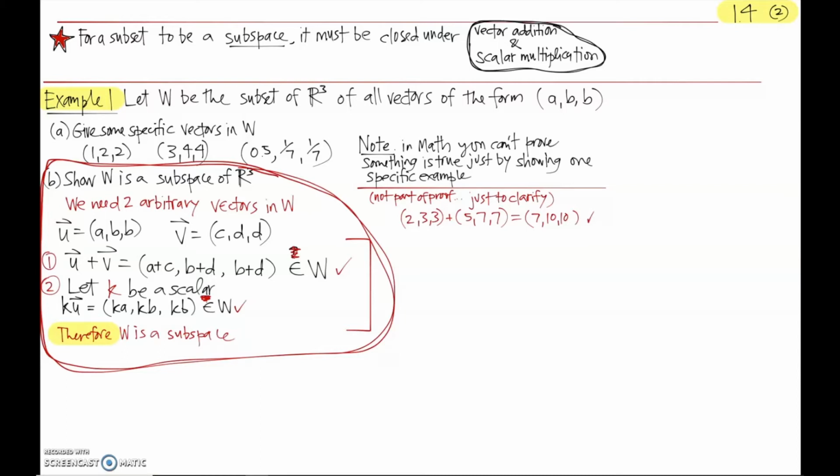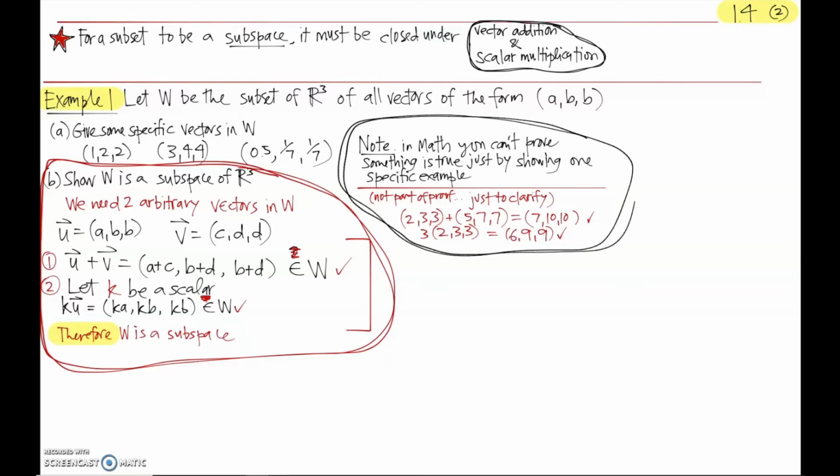Let's try something with scalar multiplication. 3 times the vector 2, 3, 3. This will be a scalar multiple of something in W, and that equals 6, 9, 9, which is also another element in W. So you're not going to be able to get out of W by taking any linear combination of two vectors that are already in there. And that makes a subspace.